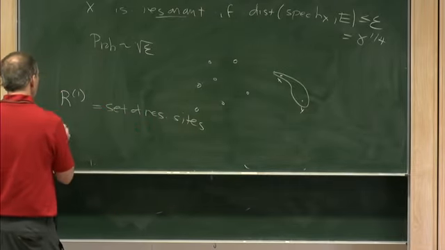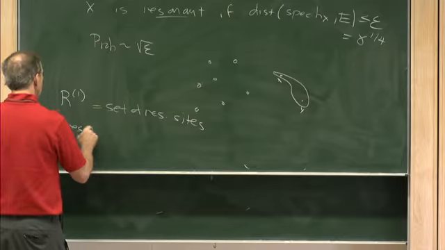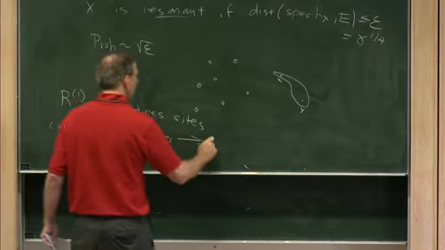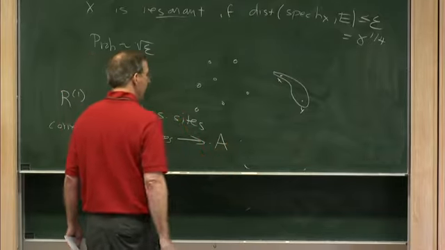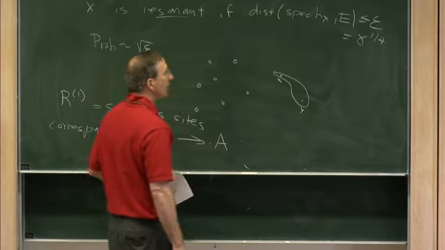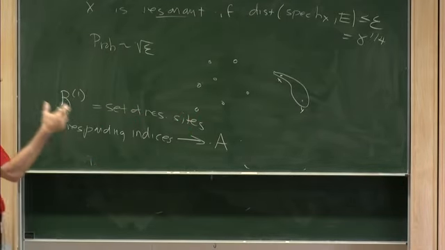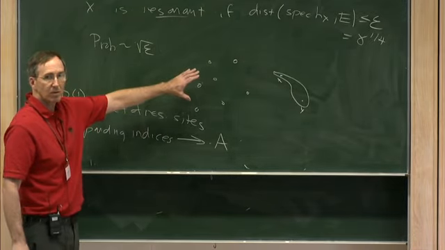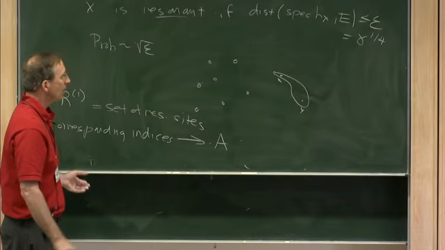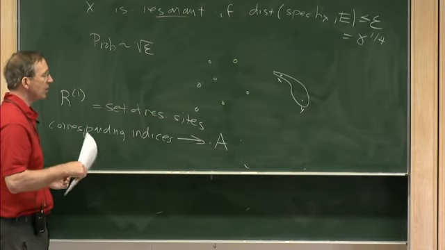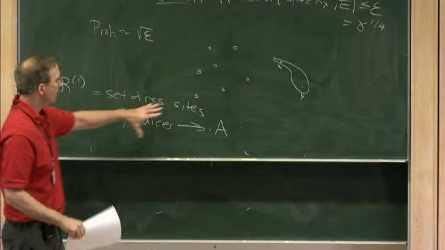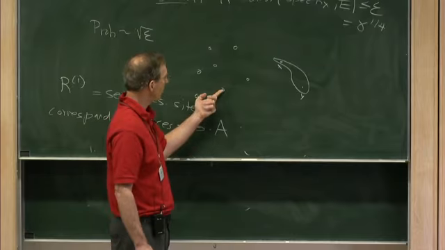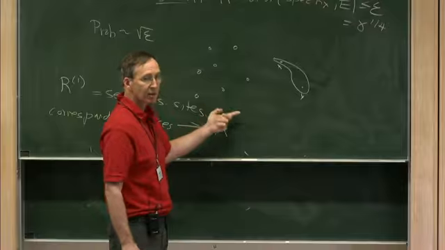And the corresponding indices determine A. In other words, A is a restriction of the original Hamiltonian to the resonant sites. And correspondingly, D is a restriction of the original Hamiltonian to the non-resonant sites. And B and C are the hopping matrices, which hop between the resonant sites and the non-resonant sites.